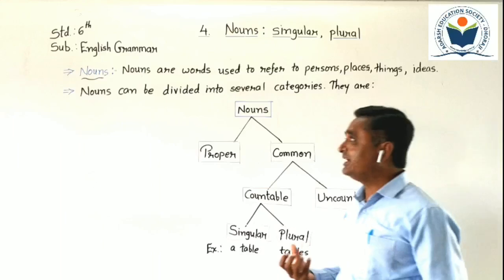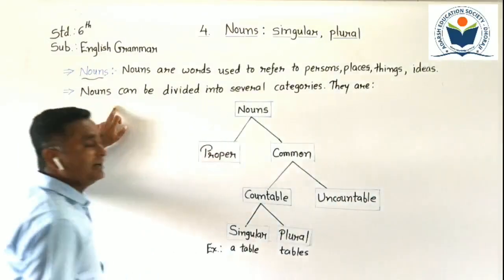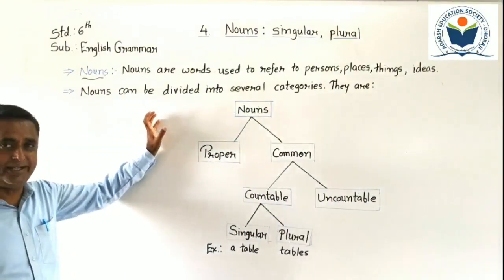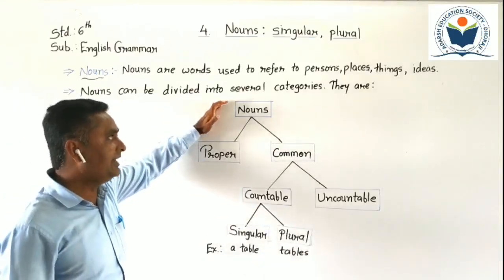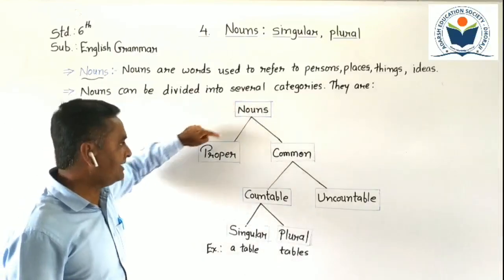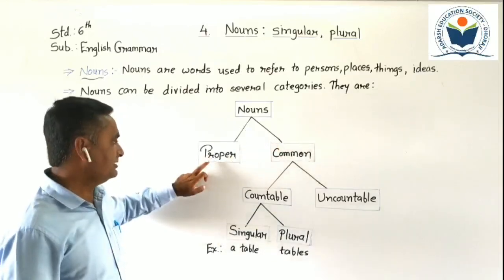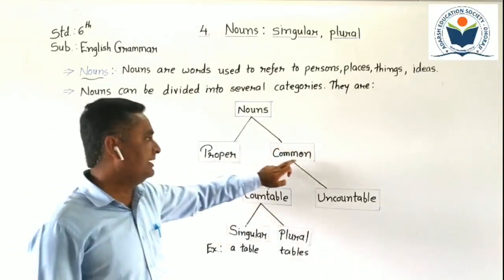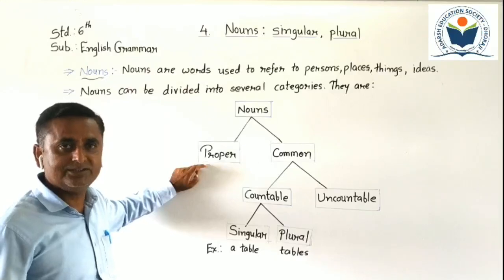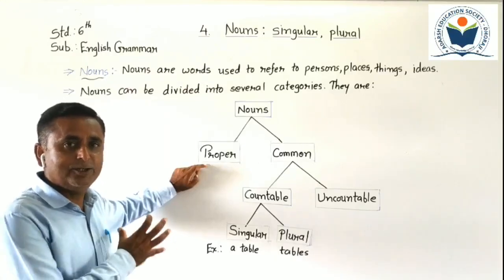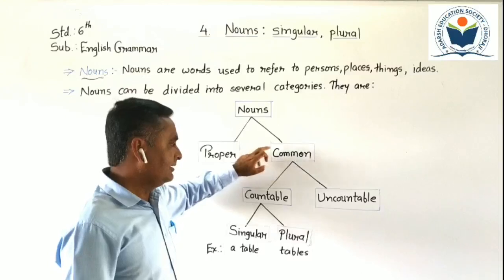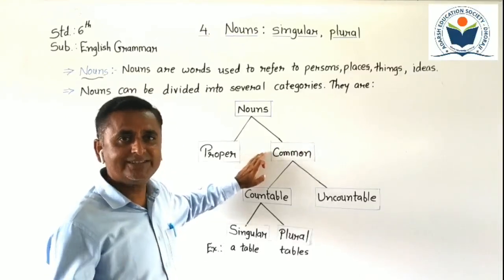Now, nouns can be divided into several categories. So, they are under the chart. First of all, nouns can be divided into two categories. First one is proper noun. Second one is common noun. Proper noun includes a proper person's name and proper place name. Common noun includes common things' names, common places' names.